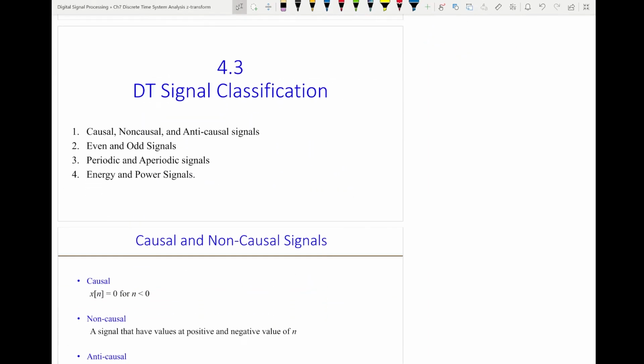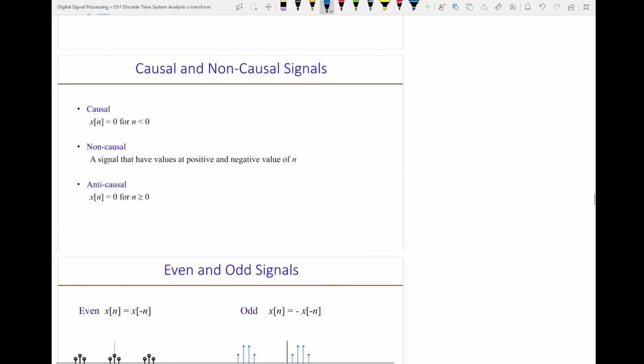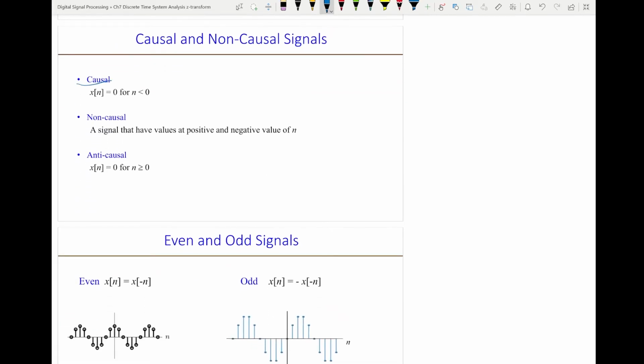Okay, the next one is discrete time signal classification. So we're going to define causal and non-causal signals, even and odd signals, periodic and aperiodic, energy and power signals. So the first one is causal. That means the signal x of n only exists for positive n. So it starts at 0 and keeps going. For negative n, x of n is always 0. It doesn't exist. Then we say the signal is causal.